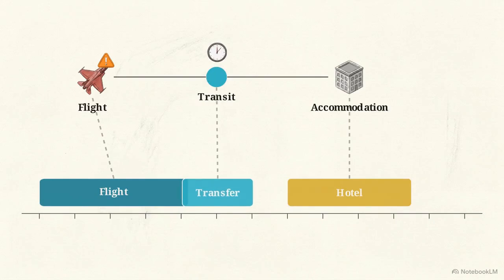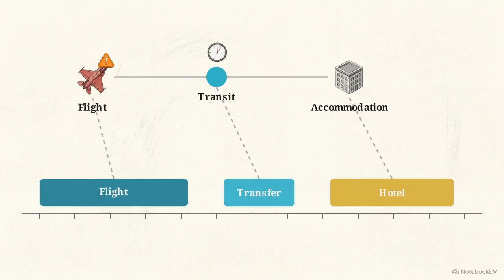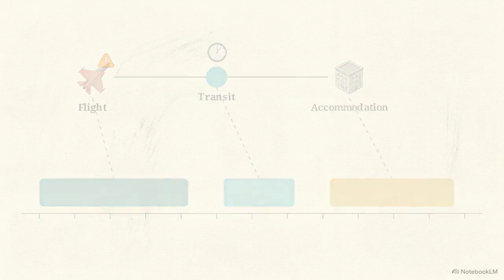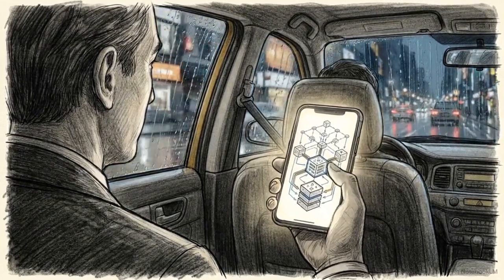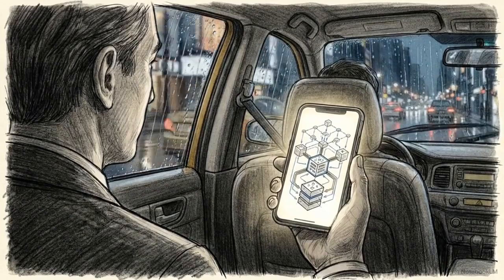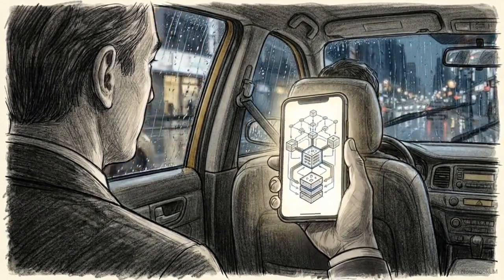It follows the dependency edges downstream, automatically updating the airport transfer and hotel check-in times to maintain the coherence of the trip. This autonomous response to real-world friction turns the platform into a persistent operations manager. It monitors and adapts the schedule as the trip unfolds.